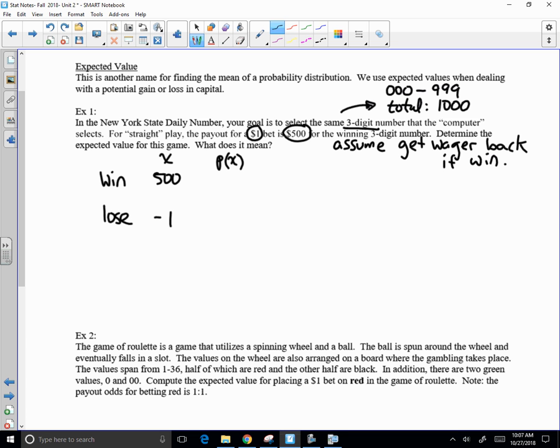There's 1,000 in total. Because you could go from 000, that's one number, then 001, 002, 003, all the way up to 999. You could also look at it as a 1 in 10 chance of selecting the first number, 1 in 10 chance of selecting the second number, 1 in 10 chance of selecting the third number, in which case you get 1 out of 1,000. Either way, you have a 1 in 1,000 chance of selecting the correct number.